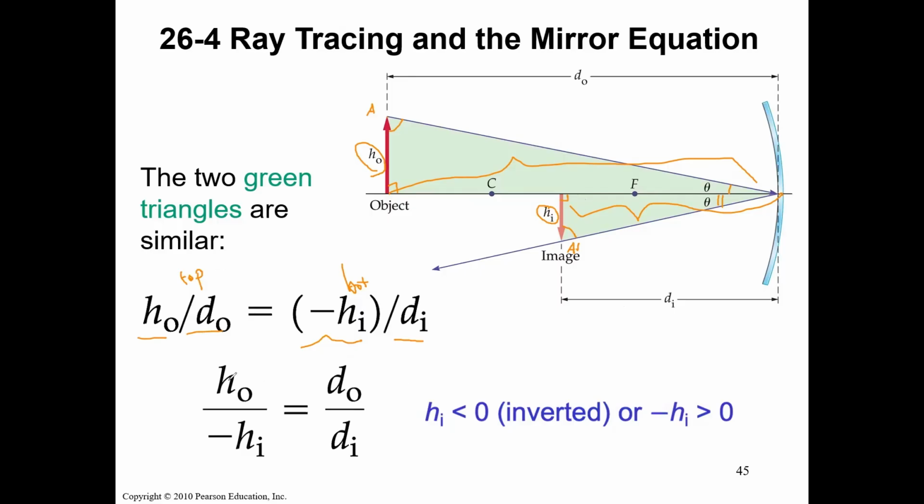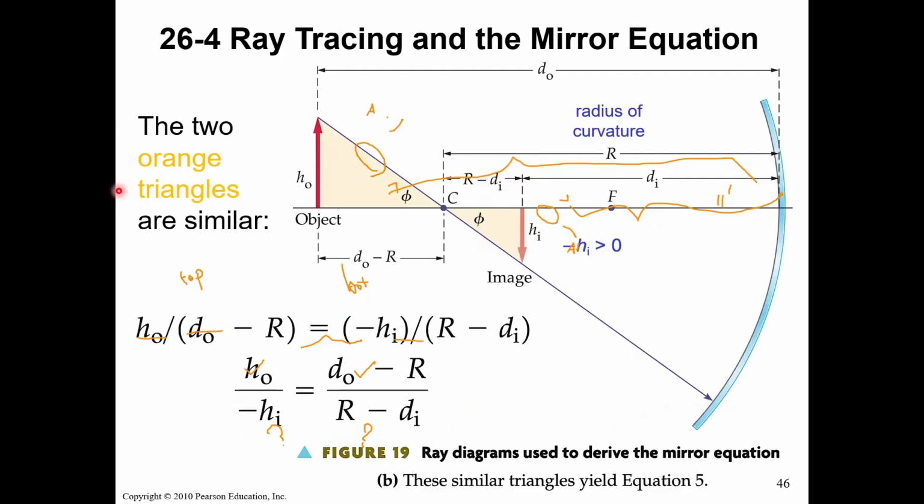Okay, so from there we know that HO divided by minus HI is DO divided by DI. But this equation is not enough because we know where we put the object and we know the size of the object, but we don't know the height of the image and the position of the image, right? So we have two unknowns and we need two independent equations. Okay, so to have this second equation, we keep observing, we find a second set of similar triangles.